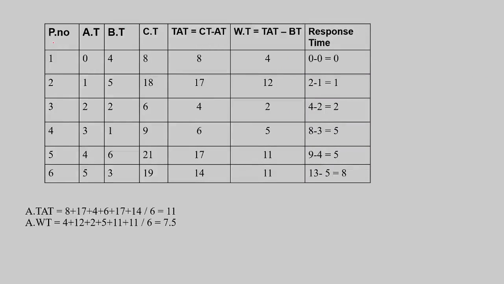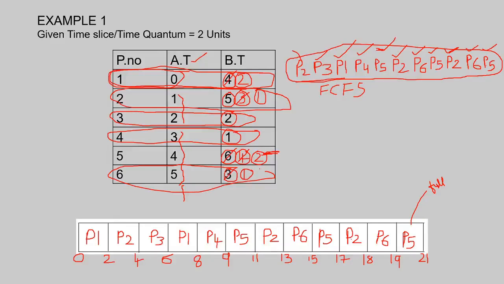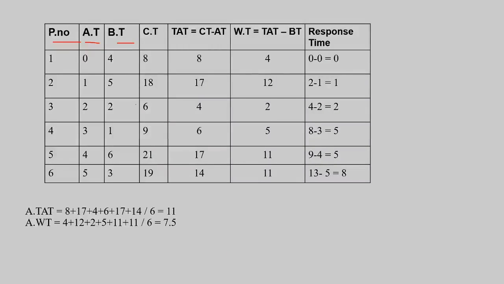So this is the table: process number, arrival time, burst time. Then find out the completion time of the processes. P1 completion time is 8, P2 completion time is 18, P3 completion time is 6, P4 completion time is 9, and so on. Like this way you need to find the completion time of all the processes and note it down here.